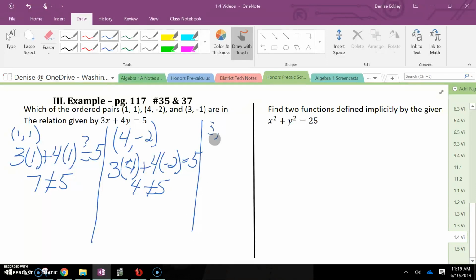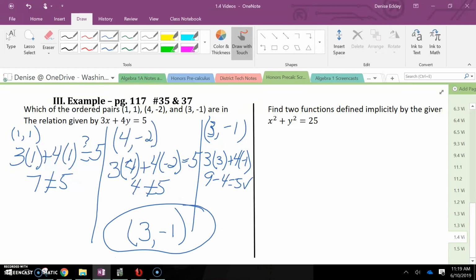And then finally I have (3, -1). So when I substitute, I get 3 times 3 plus 4 times -1. And so I get 9 minus 4, which is 5. That is correct. So the only ordered pair that is in the relation would be (3, -1).